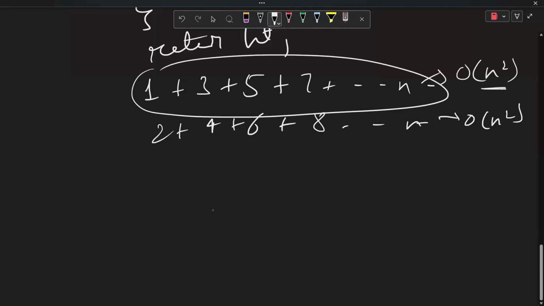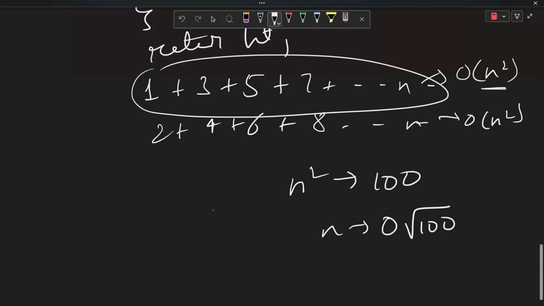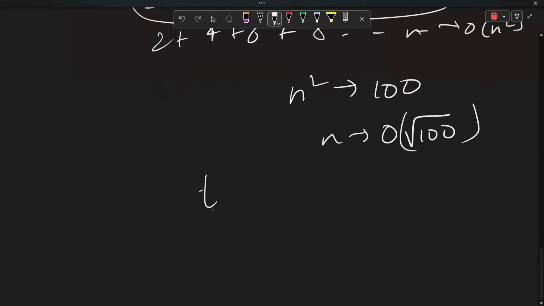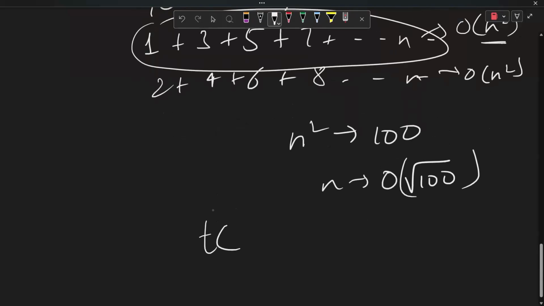So this n square is equivalent to the number of odd balls, which is around 100. So n is of the order of root 100, if you try to analyze. So the time complexity is going to be the maximum height you can get to.